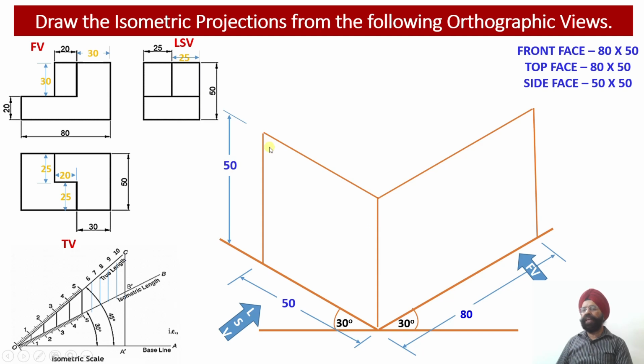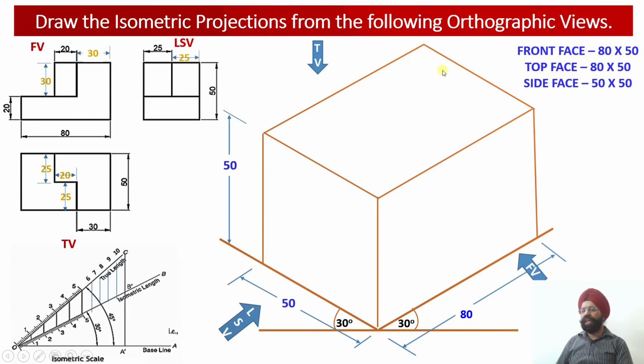Now let us obtain the top view face. So for the top view, you draw another isometric edge over here, 80 millimeter, parallel to this and parallel to the z-axis. Draw another isometric edge which will be measuring 50 millimeter, parallel to this edge and parallel to the x-axis over here, right? So this is my top face. So the top face dimension we already know, it is 80 by 50. So this is 80 millimeter length, this is 50 millimeter length.